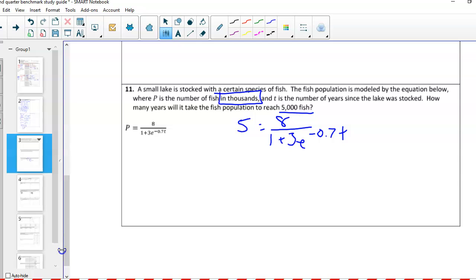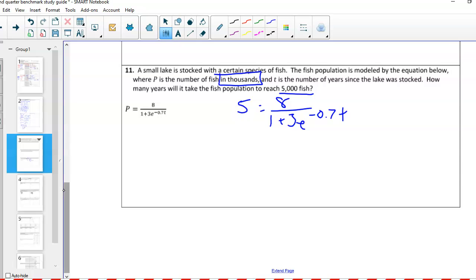Wait, why? Explain why. Because it's in thousands, that implies it already. So if I put 5 there, it really means it's understood as 5,000. You could also have set that as 8,000. You could have done either one, but don't do that, that's too much. You get the same answer either way. I think on my answer key I did it both ways.